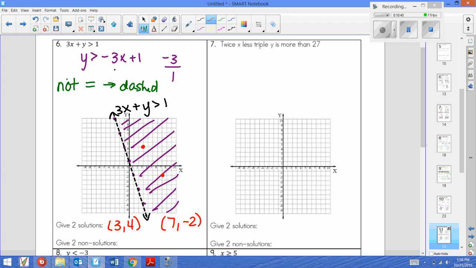Let's talk about things that are not solutions. Well, obviously something over here is not going to work. So let's say -7, +3.